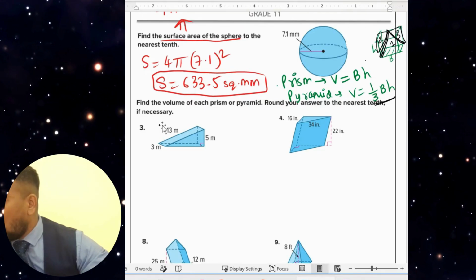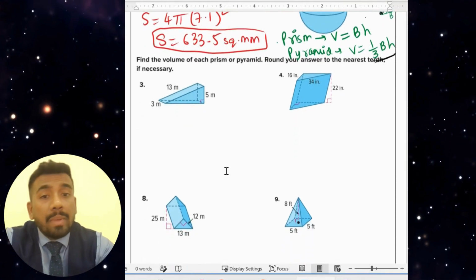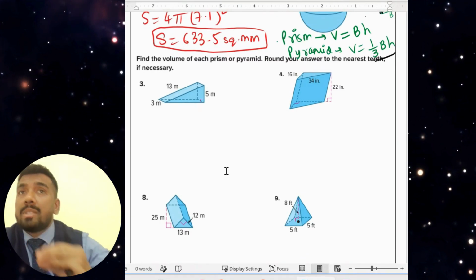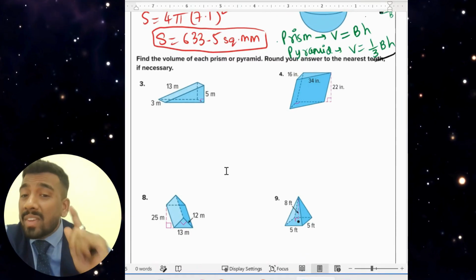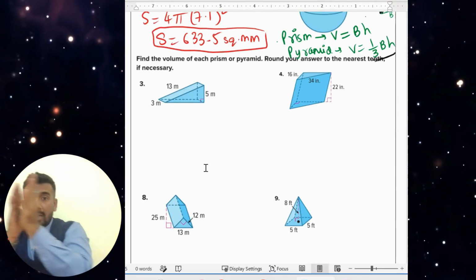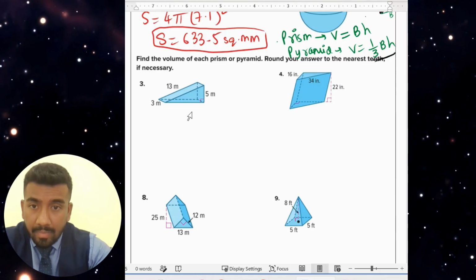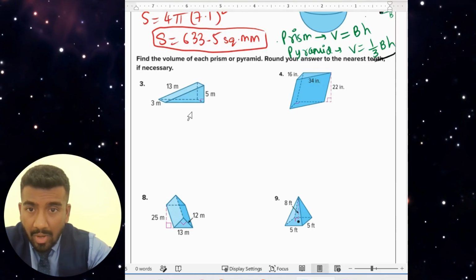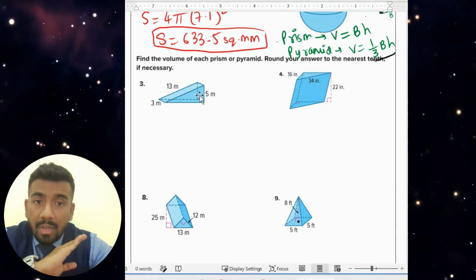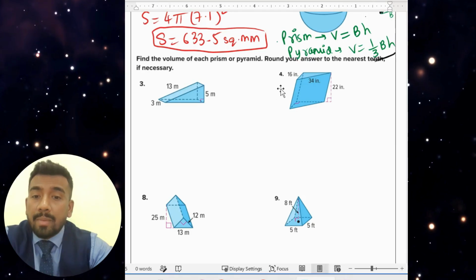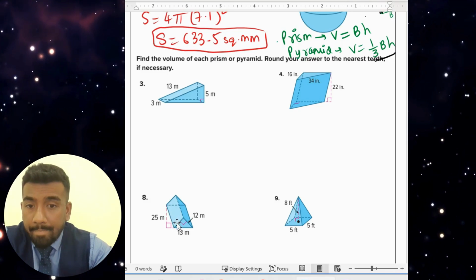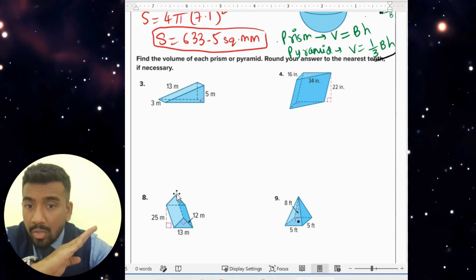Okay, now let's go to this question. The first thing you need to find is, what is this? Is it a prism? Is it a pyramid? Because in the question they will not give you, find the volume of this prism or this pyramid. By figure, you have to find out. If the base remains constant throughout, that's a prism. Like here, this triangle is the base, it goes constant throughout, prism.